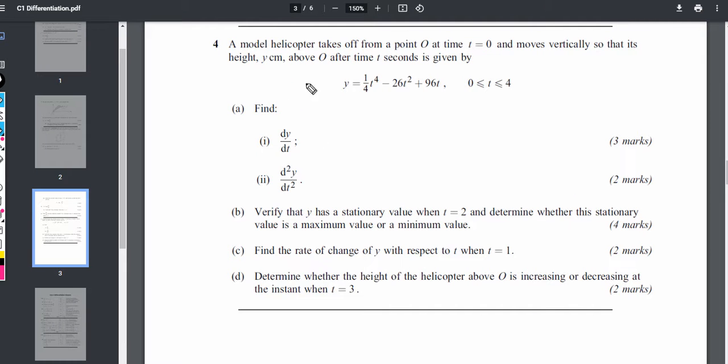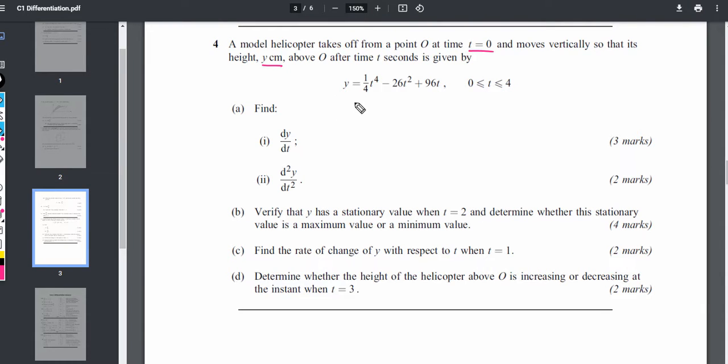Alright, now here's the next one. It's more of an application based question. It says a model helicopter takes off from a point O at time t equals to 0 and moves vertically so that its height y centimeter above O after time t seconds is given by this function, where the value of t is from 0 to 4. And in part I we have to work out the derivative of this function. So let's work it out.